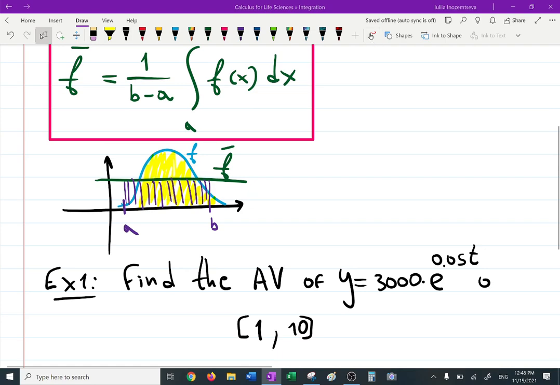Wolfram Alpha will tell you how it looks, and what are we talking about here? We're talking about areas. So areas are integrals. Remember that.